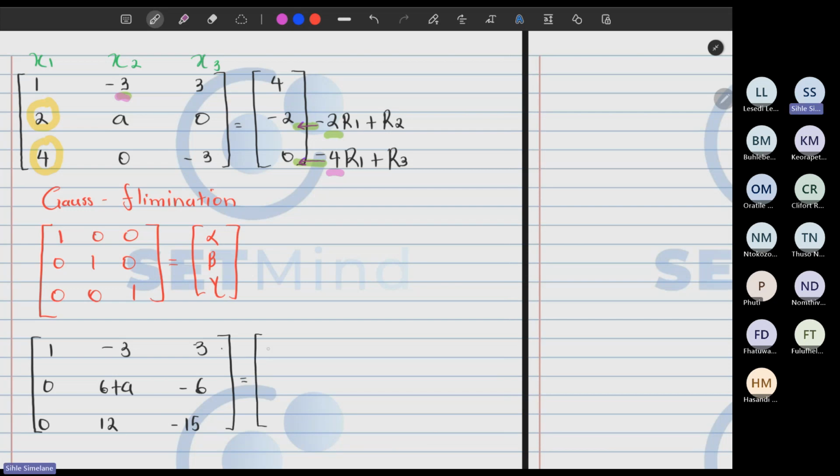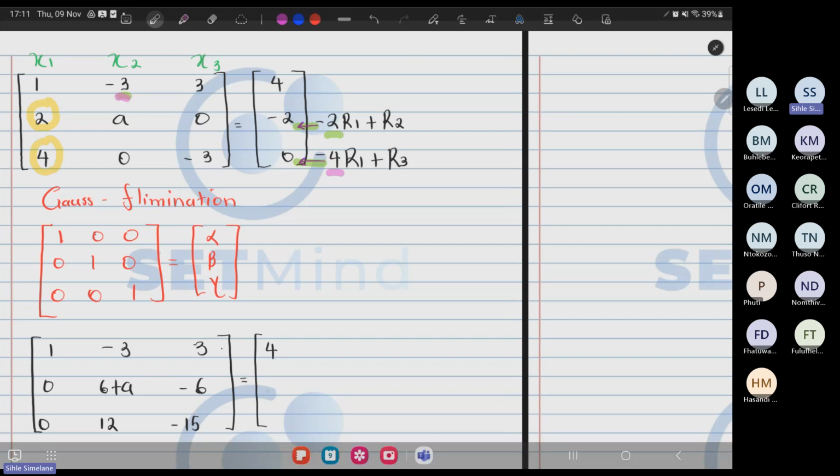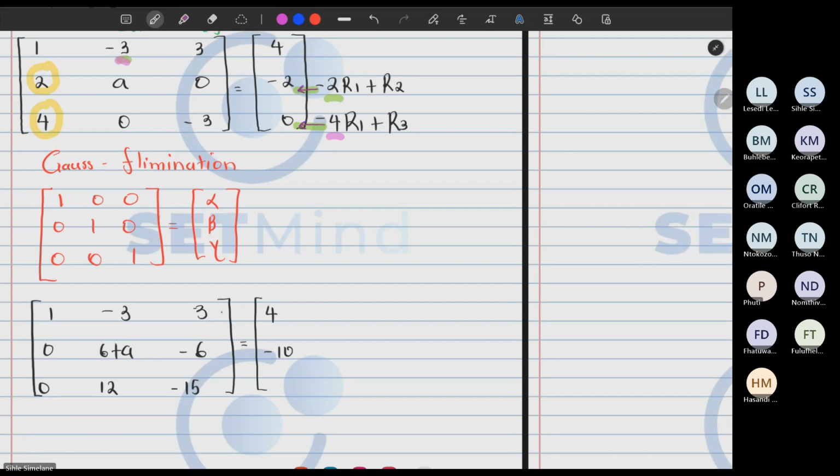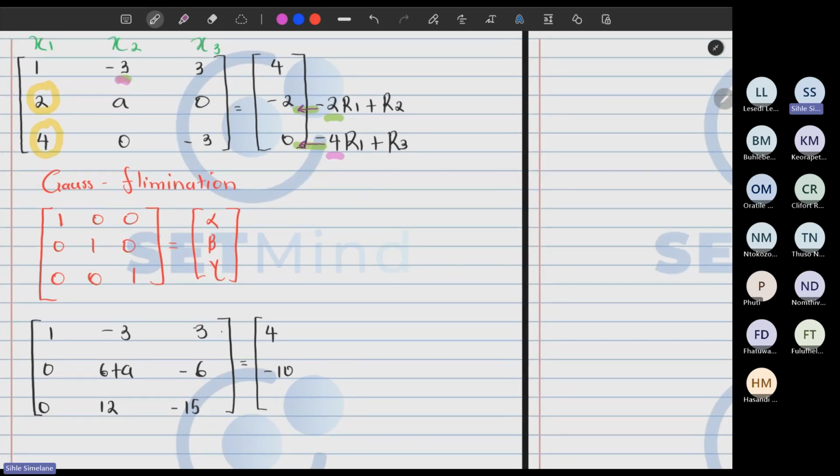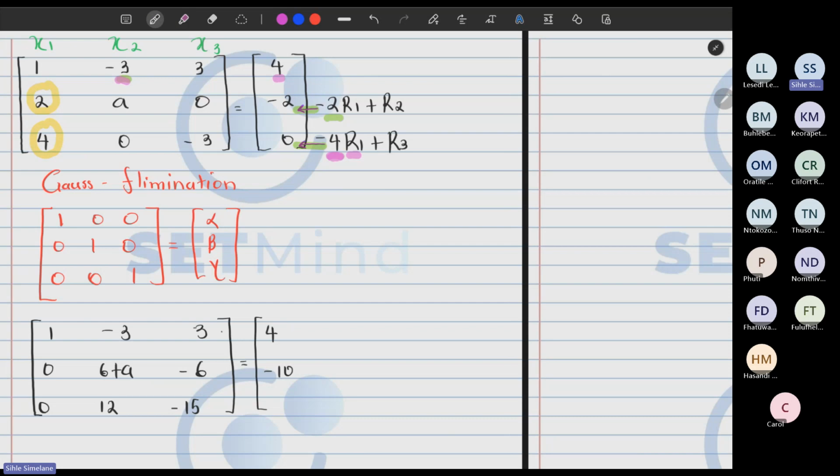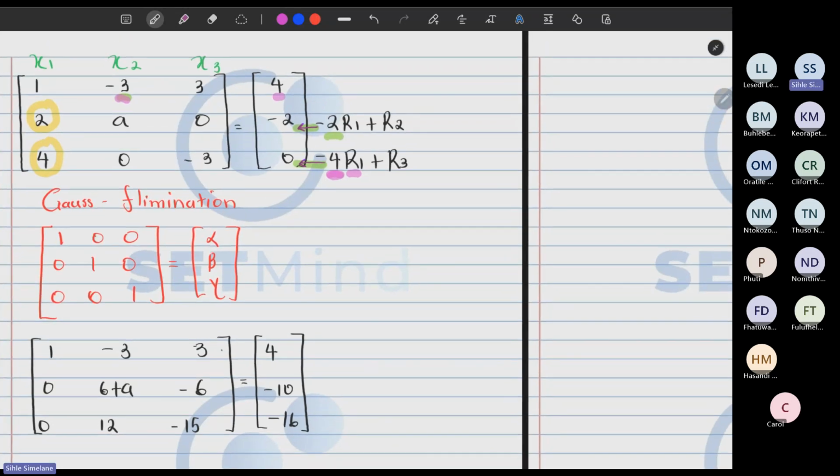Then let's quickly deal with the right-hand side. We have a 4. So for row 2, we did -2 times row 1, which will be -8. And then plus my row 2, it will be -10. The last row, we said we are doing -4 times row 1, which means -4 times 4, which gives us -16. Then plus 0, we have -16. Okay, there we go. And that's the answer which we find.